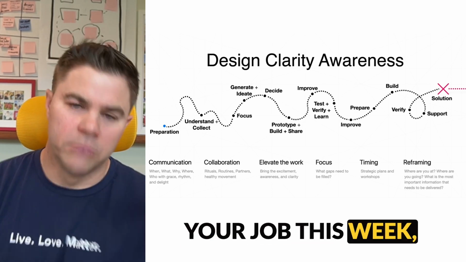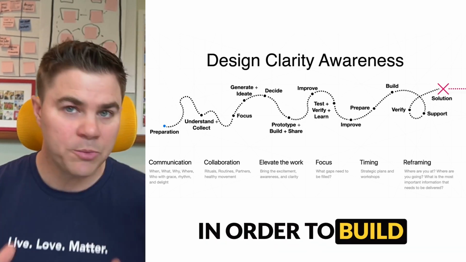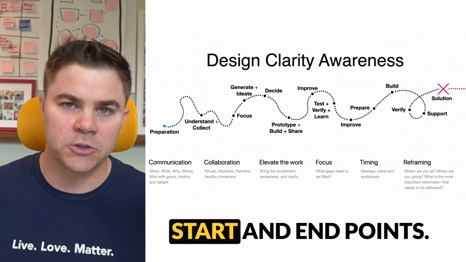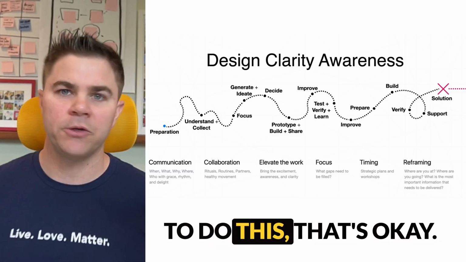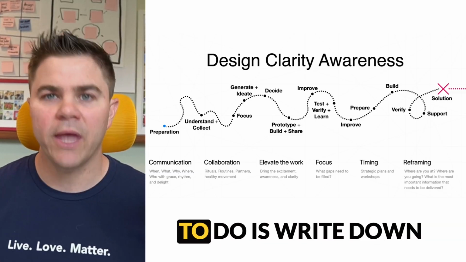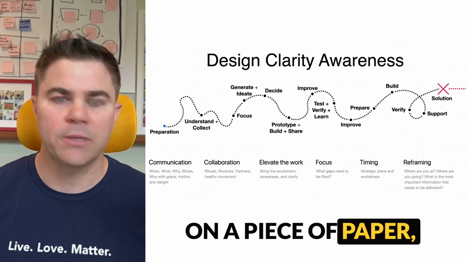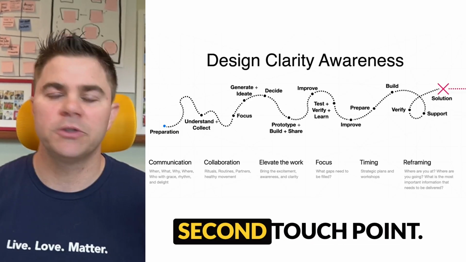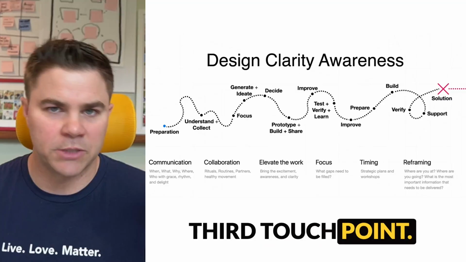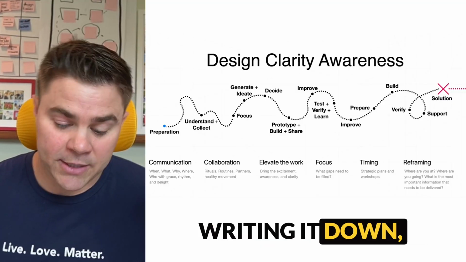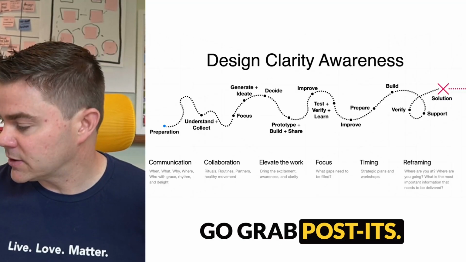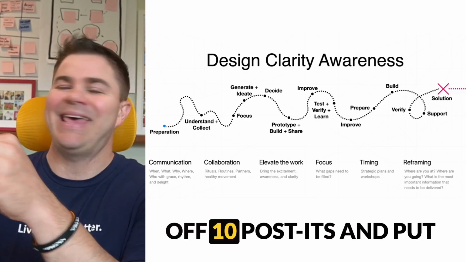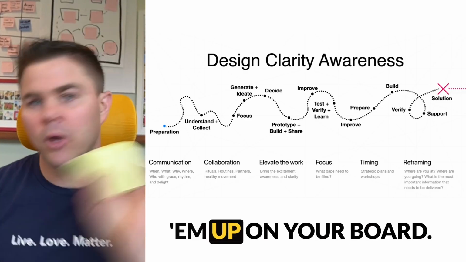Your job this week, in order to build more design clarity awareness, is to start mapping out these start and end points. If you don't know how to do this, that's okay. All you literally have to do is write down on a piece of paper, step 1, that's your first touch point. Step 2 is your second touch point. Step 3 is the third touch point. And if you don't like writing it down, you can literally go grab Post-its and then just peel off 10 Post-its and put them up on your board.